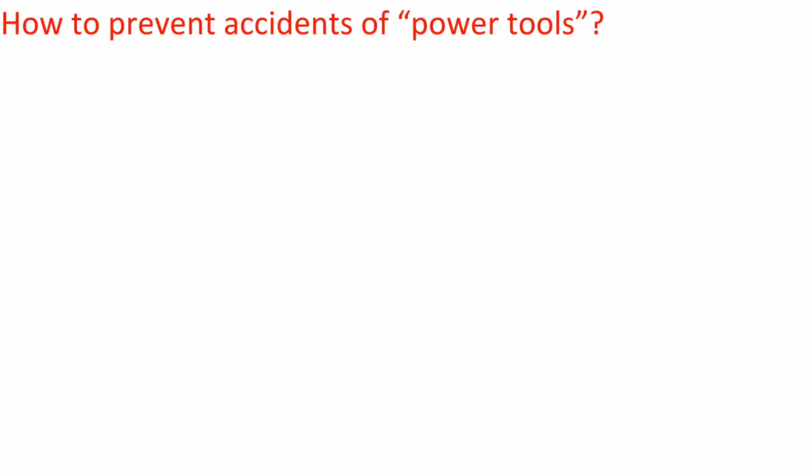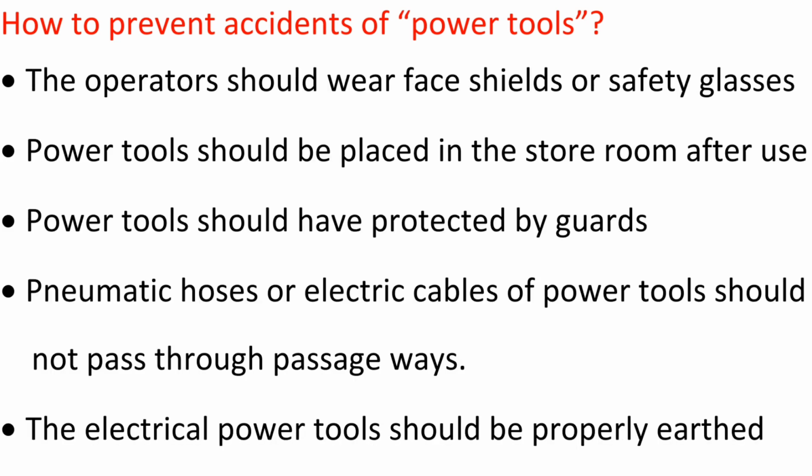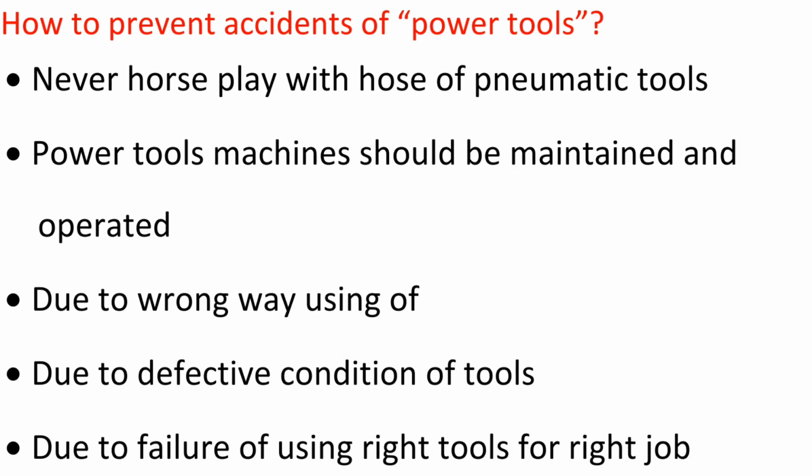Question. How to prevent accidents of power tools? Answers. The operators should wear face shields or safety glasses. Power tools should be placed in the storeroom after use. Power tools should be protected by guards. Pneumatic hoses or electric cables of power tools should not pass through passageways. The electrical power tools should be properly earthed. Never horseplay with hose of pneumatic tools.